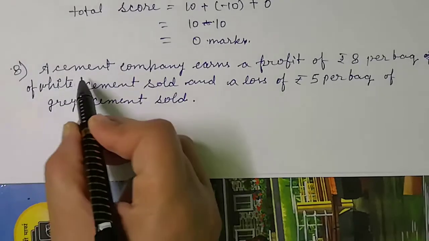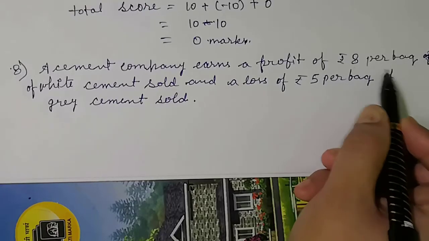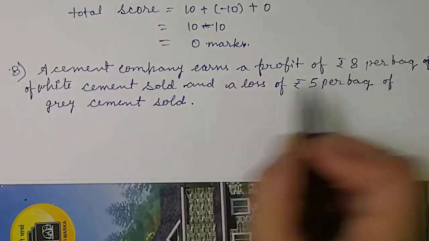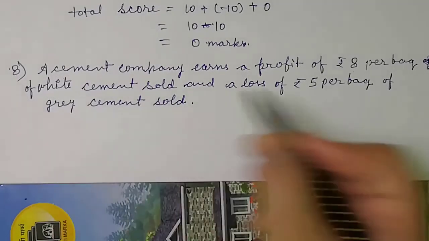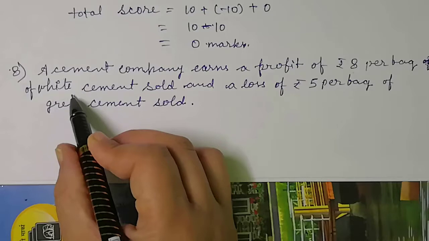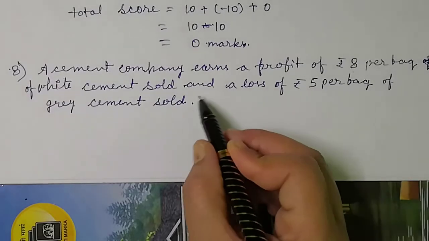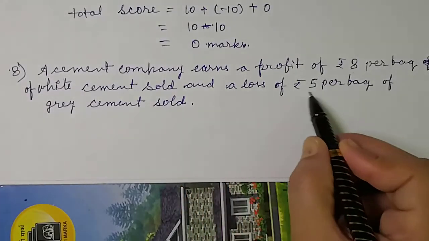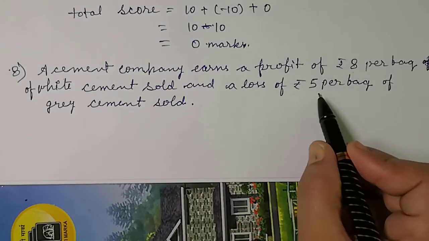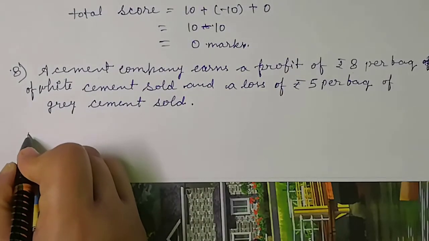See, question number 8. A cement company earned a profit of ₹8 per bag of white cement sold. He earned a profit of 8 rupees per bag of white cement. When he sold a white cement bag, he got a profit of 8 rupees per bag. And a loss of 5 rupees per bag of grey cement; for grey cement he bears a loss of 5 rupees.